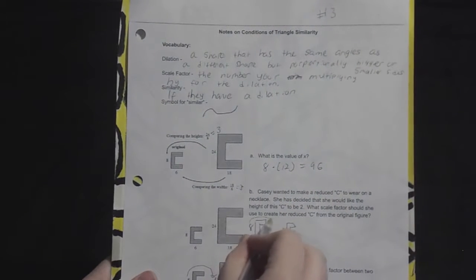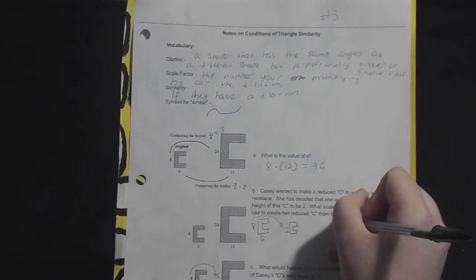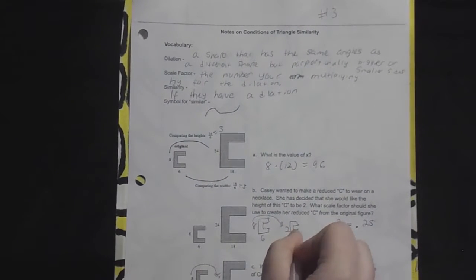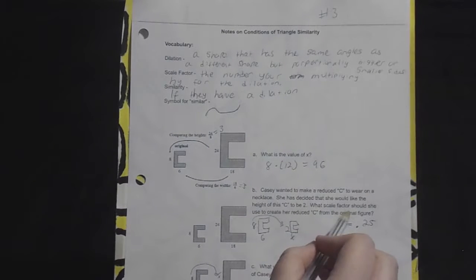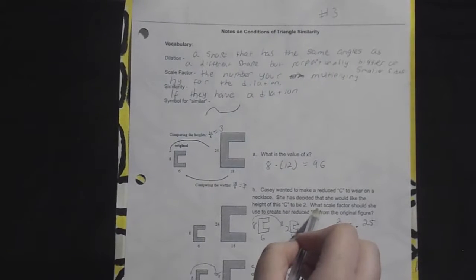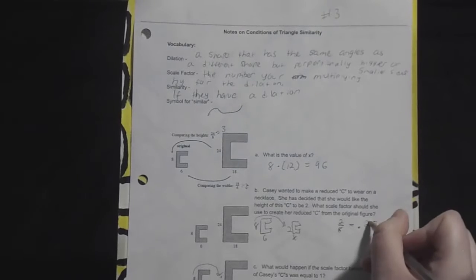Well, to go from 8 to 2, what do you multiply by? If you don't know, you can do 2, the second one, divided by 8, the first one, and you get 0.25. So to go from here to here, you multiply by 0.25, because that's the scale factor. The question actually just asks what the scale factor should be, so the answer is 0.25. However, if you wanted to figure out that x, you would do 6 times 0.25.